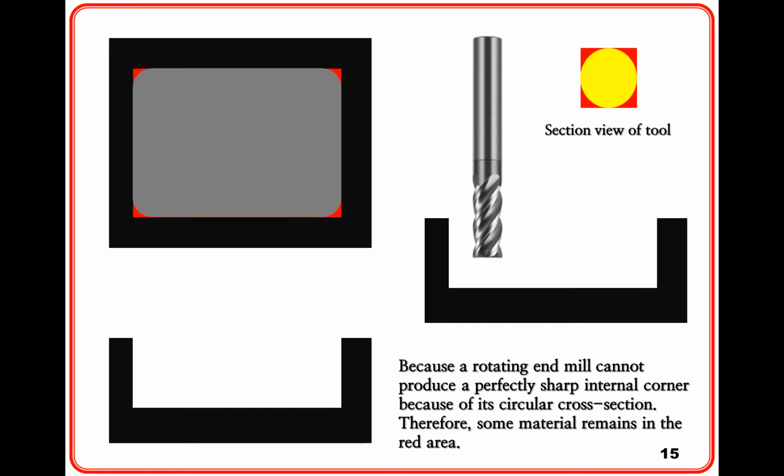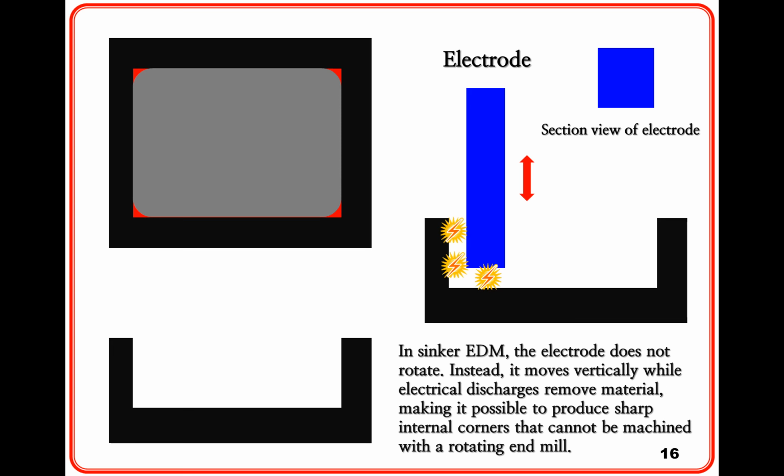If you look at the corner cross-section of an end mill, you can see that it is circular. The end mill removes material while rotating. Therefore, if the corners are sharp instead of rounded, the red areas will remain uncut. This happens because the cross-section of the end mill is circular. Do you understand why this happens? This is exactly when we use a sinker EDM machine.